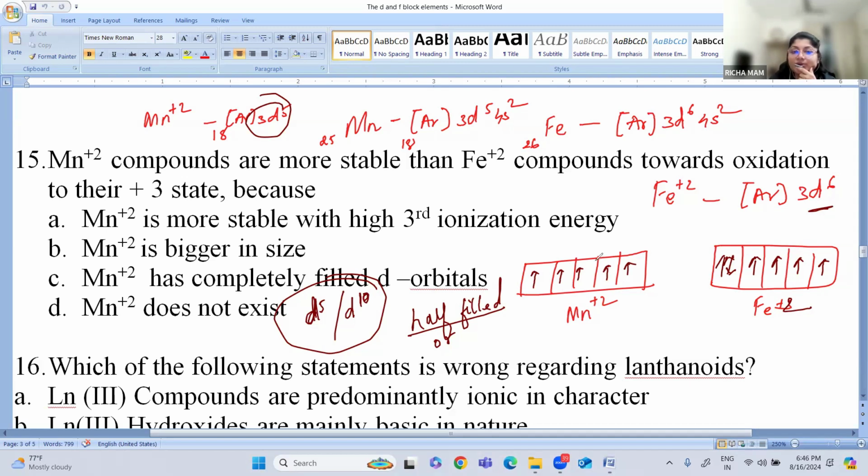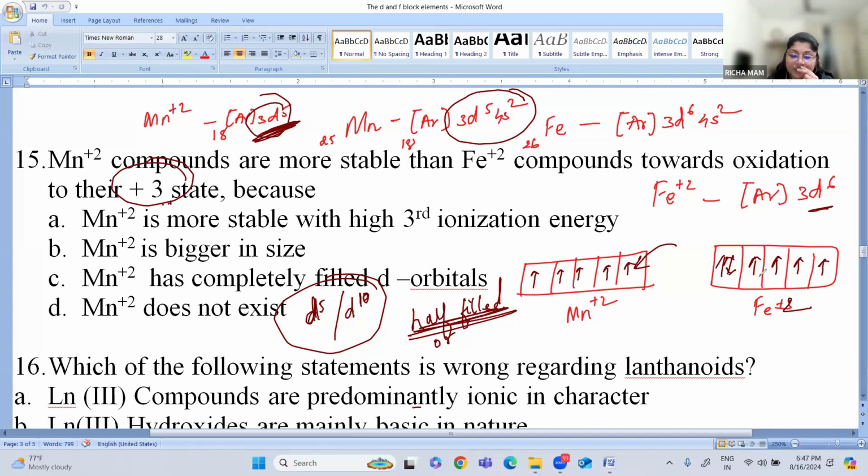So if you want to remove the third electron, now Fe plus 3. Now from where should I remove the third electron? From the D5 system. What I said just now is that whenever you have a half-filled system, it is more stable. To remove the third electron from here is very difficult. Why? Because it is completely stable. It is in its most stable form. So to remove the third electron, it is very difficult.